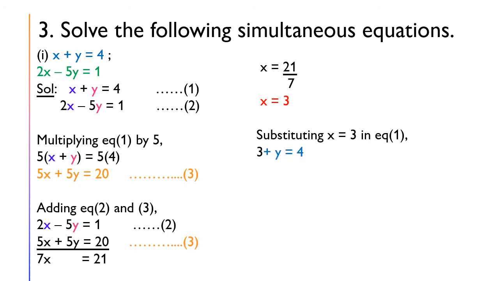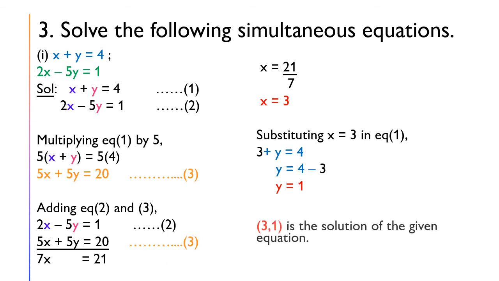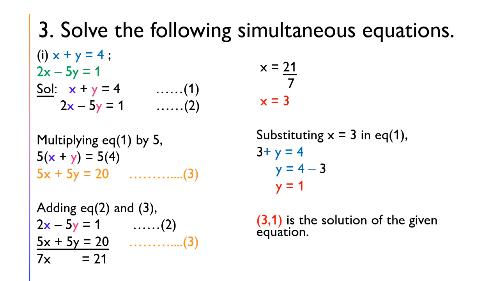so 3 plus y. Okay, so instead of x we have written 3 here. 3 plus y is equal to 4. Okay, so y will be 4 minus 3, which will be 1. So we have got the value of x and y. So we write it in the form of a bracket. So it will be (3, 1) is the solution of the equation. Okay, so now let us move towards the next question.